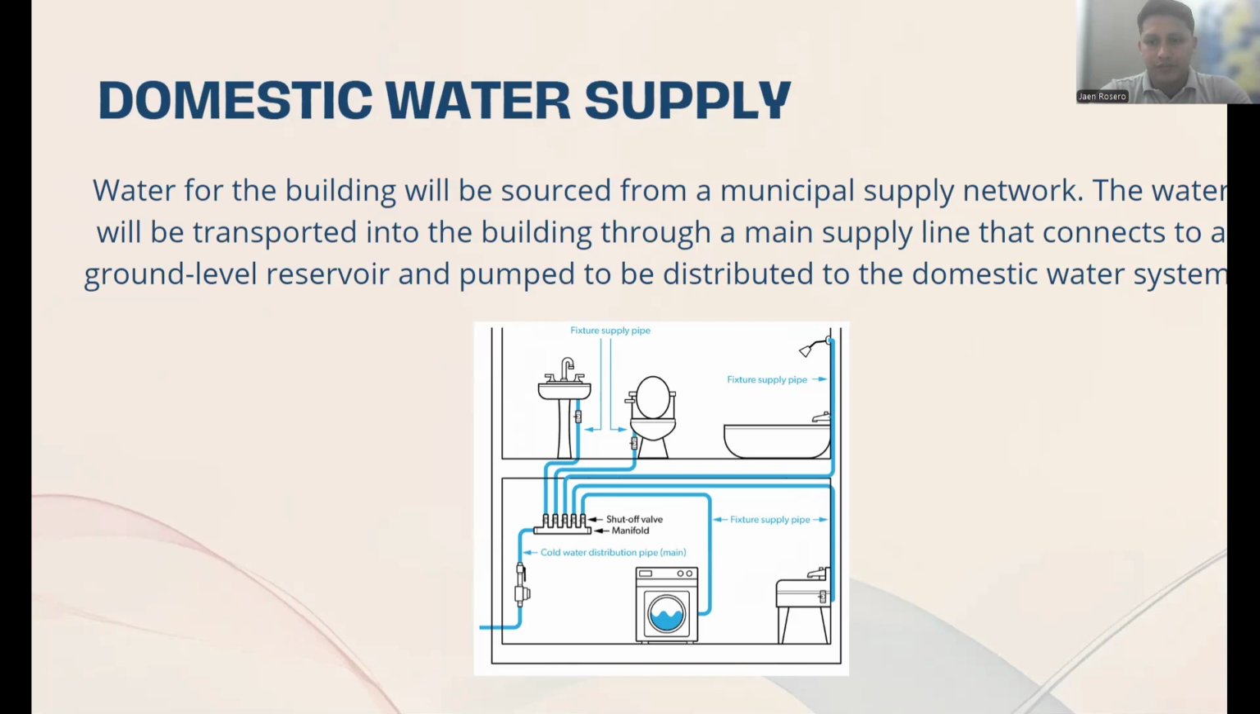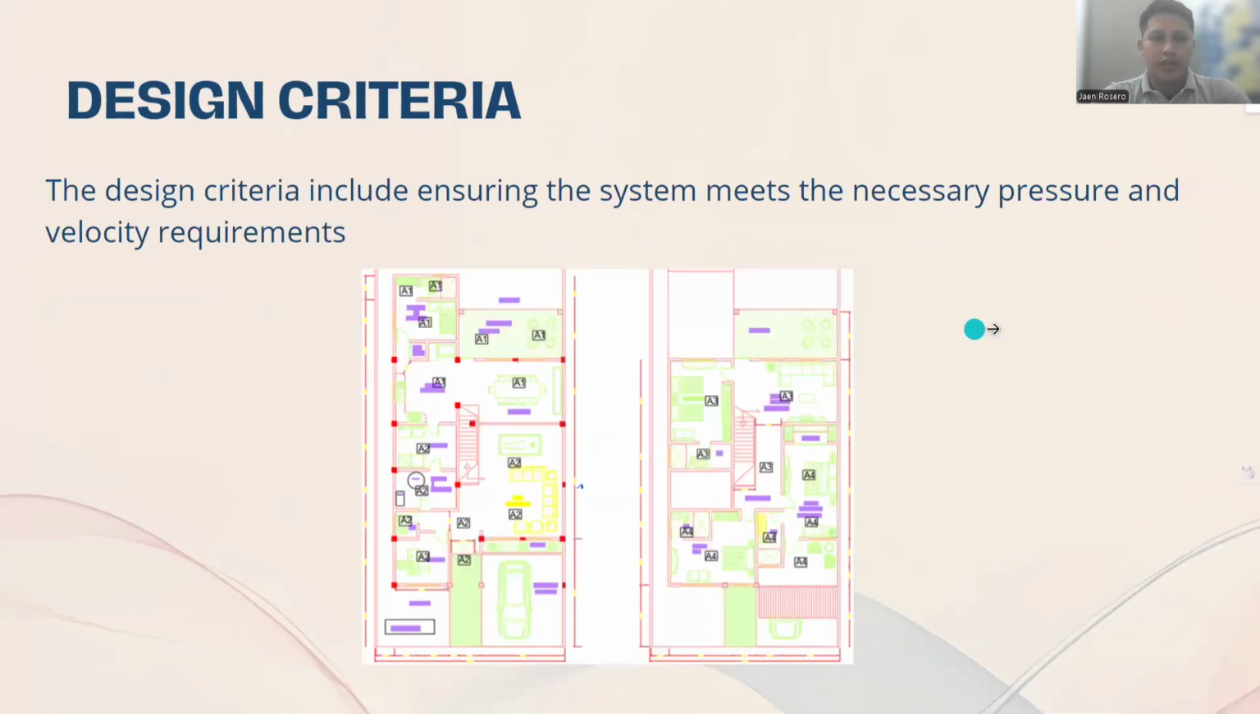The next slide is the design criteria. The design criteria ensure the system meets the necessary pressures and the equipment. Can you see the two-story building in the project?